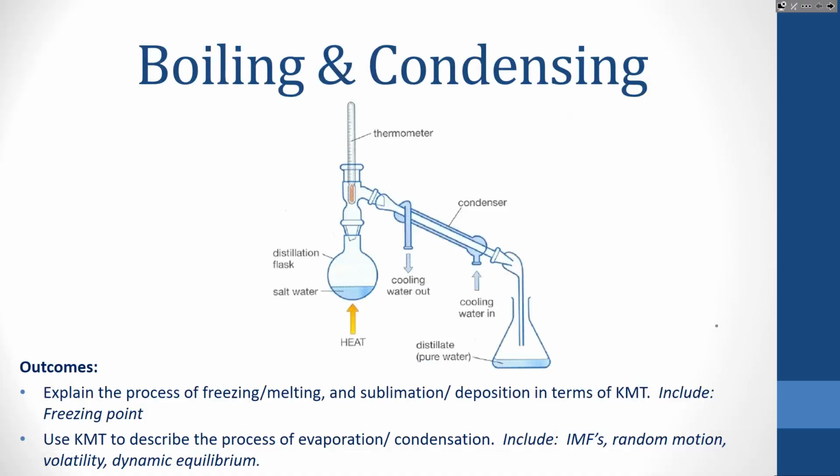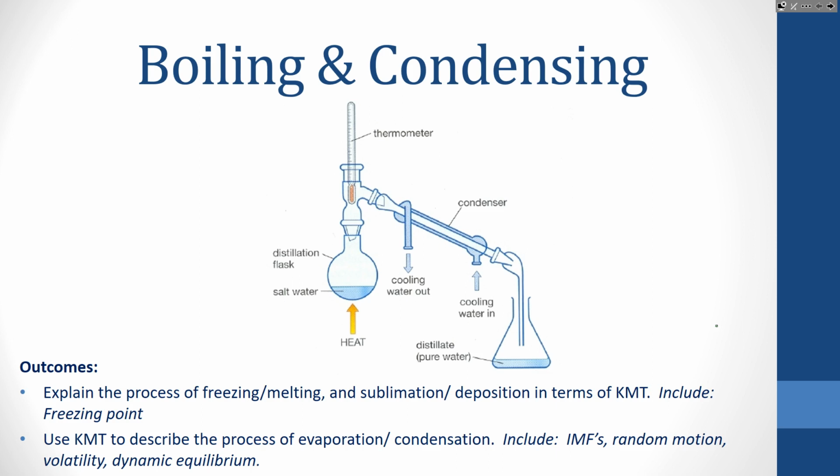Okay, so today we're going to look at boiling and condensing. We're going to specifically zero in on this change of state. What I have here is a picture of a distillation apparatus. If you've ever seen a show like Moonshiners on TV, what they're doing is they're distilling alcohol. And how they do that is they use the boiling points of different substances to separate them. And this is how we can have distilled water.